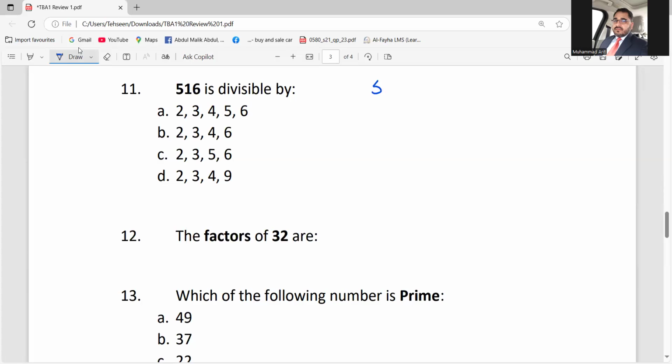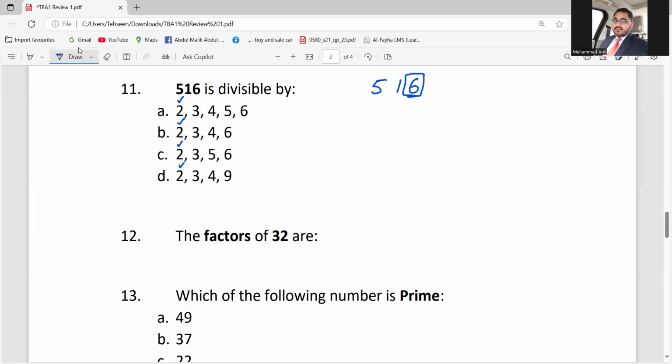First of all is 2. If the ones place is here 6, this digit is even. As a whole, this number is even. Even means 0, 2, 4, 6, 8. If here there is 0, 2, 4, 6, 8, it means this number is even. If a number is even, then it is divisible by 2. As here it is 6, and 6 is even, then 516 is even. It means this is divisible by 2.